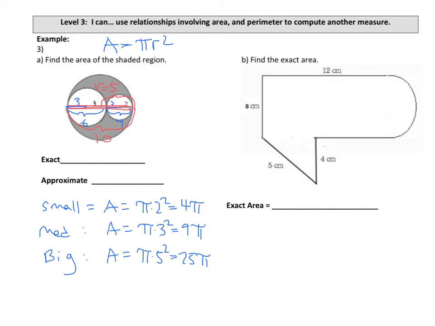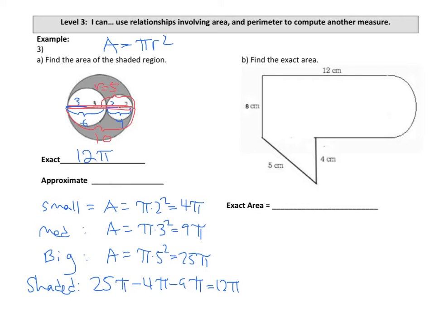And now to find the area of the shaded region, I'm going to do the big area minus the two smaller circles. So 25 pi minus 4 pi minus 9 pi, and it's kind of like combining like terms. I can subtract those since they all have pi in them, and we get 12 pi. This is the exact area of the shaded region.